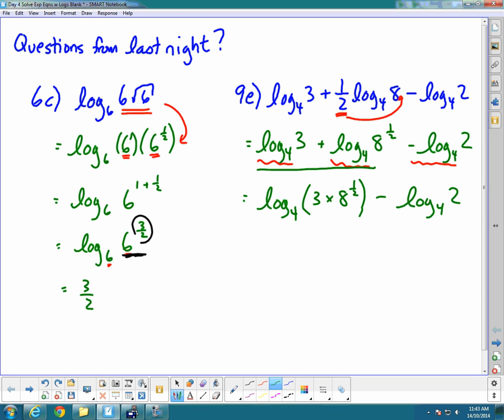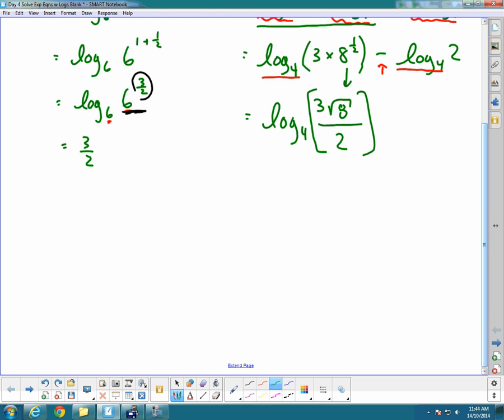And then I have it again with a log base 4 and a log base 4, and I'm subtracting. So the common logs tell me that I can put those together and divide. So it'd be log base 4, this one, which is 3, I'm going to change the 8 to the 1/2 as root 8, divided by, because it's minus, 2. Now, what happens when I put them all into one log? Well, we might be able to do some simplifying. And it turns out, in this case, that's what can happen.